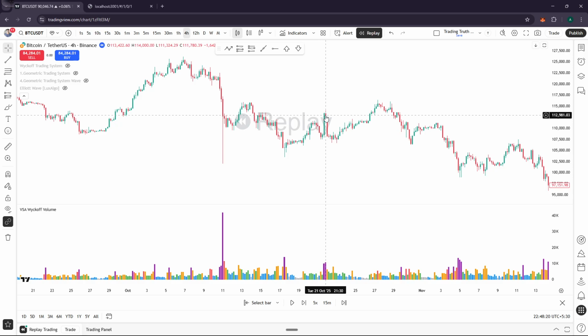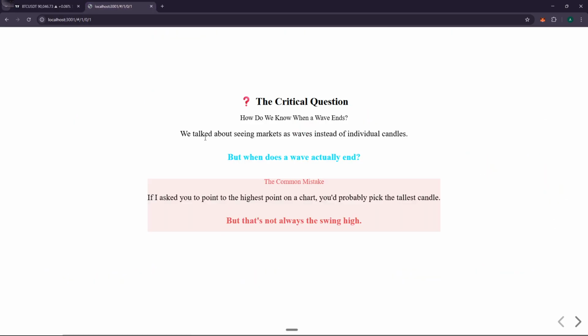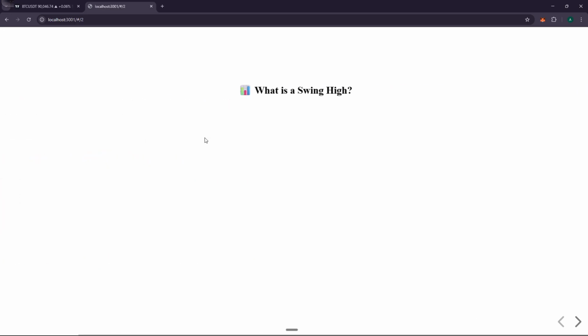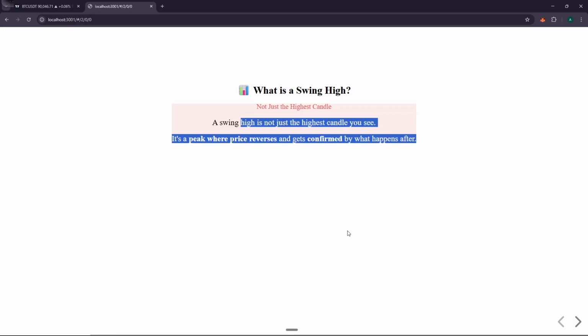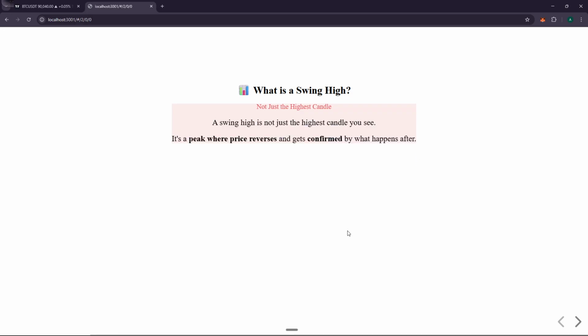By the end of this lecture, you'll be able to identify swing points with mathematical precision, the same way professional traders do. These are the building blocks of market structure. So, what is a swing high? A swing high is not just the highest candle you see. It's a peak where price reverses and gets confirmed by what happens after.